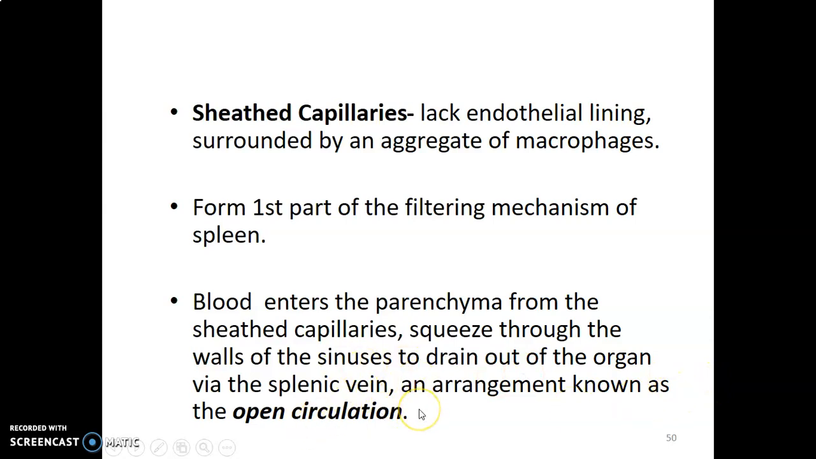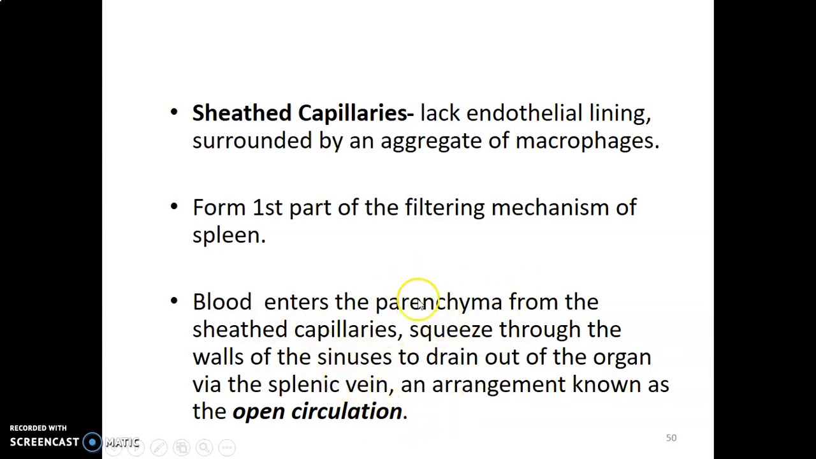So that is open circulation. Remember, it's splenic artery, then trabecular arteries, central arteries, penicillar artery, then sheathed capillaries. So from all these endothelial lined channels, the blood now enters the parenchyma. That's why we call it open circulation. It enters into the substance of the gland before it goes back to the endothelial lined sinuses into the splenic vein.